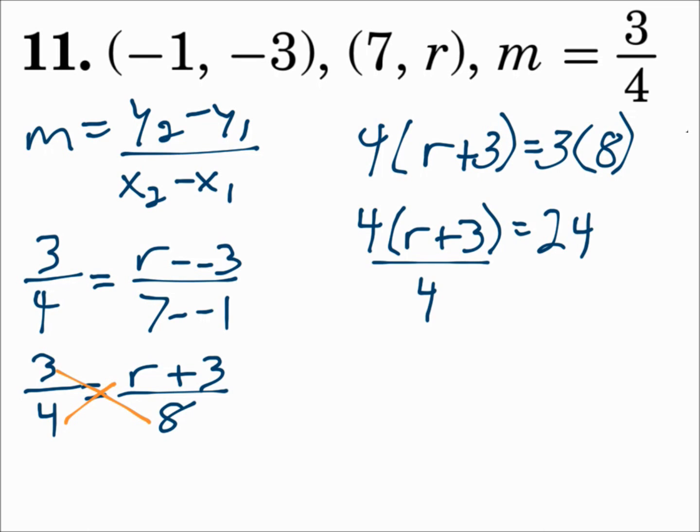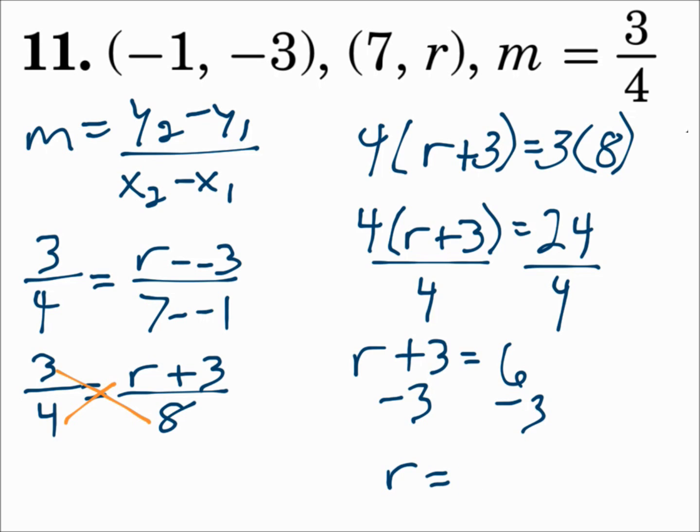So we'll divide both sides by that 4. 4 divided by 4 cancels on the left, leaving r plus 3. And 24 divided by 4 is 6. Now subtract that 3 since it's being added, and r is 3. So remember, substitute in and cross multiply and solve. You could have done the distributive property and worked it out in the end like a 2-step equation, but it saves you a step if you go ahead and divide there early.